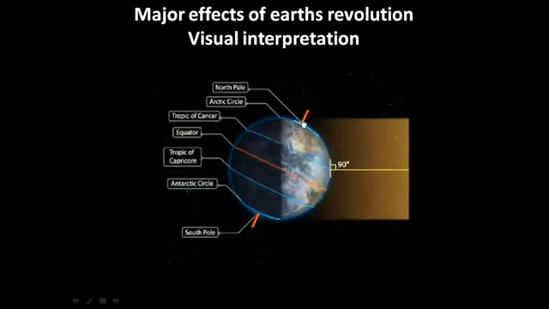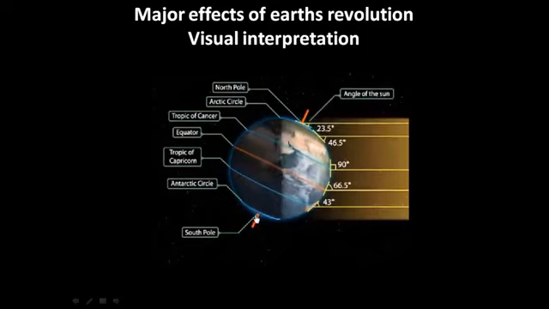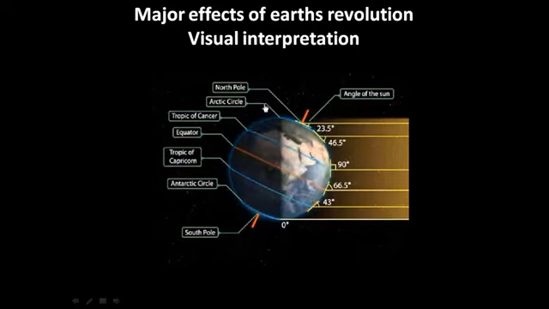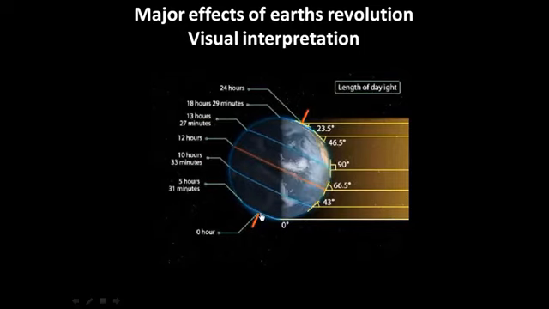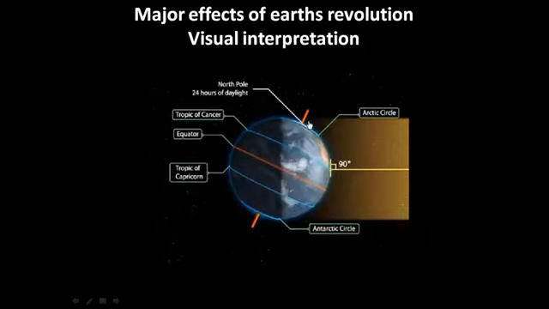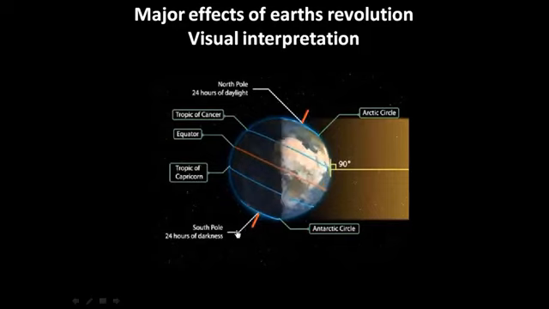At this position, Earth will be tilted at 23 and a half degrees facing towards the sun. You can see the angle of sun rays at different latitudes. All the important latitudes are marked. Places above Arctic Circle experience 24 hours of daylight. Places below Antarctic Circle experience 24 hours of darkness.